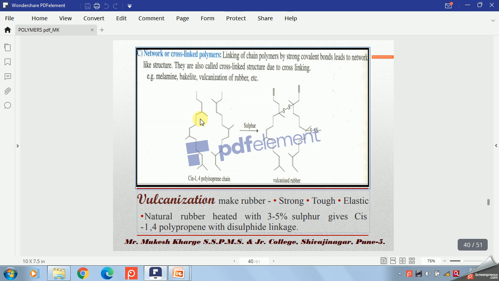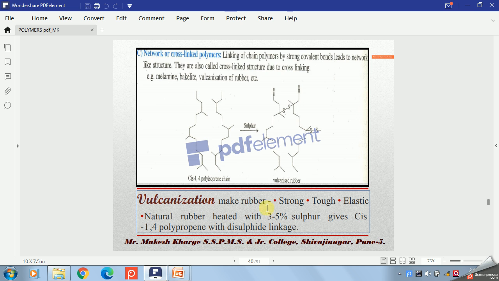So network or cross-link polymer: linking of chain polymers by strong covalent bonds leads to a network-like structure. That structure is called vulcanized rubber. So here is the reaction: cis-1,4 polyisoprene reacts with sulfur and forms a cross-link type of structure, that is vulcanized rubber. Examples are melamine, bakelite and vulcanization of rubber. These are some network or cross-link polymerizations.